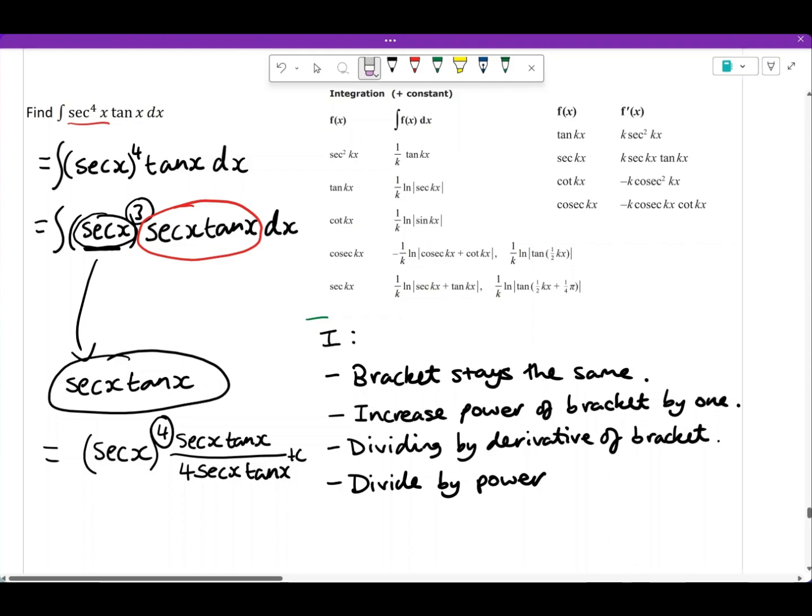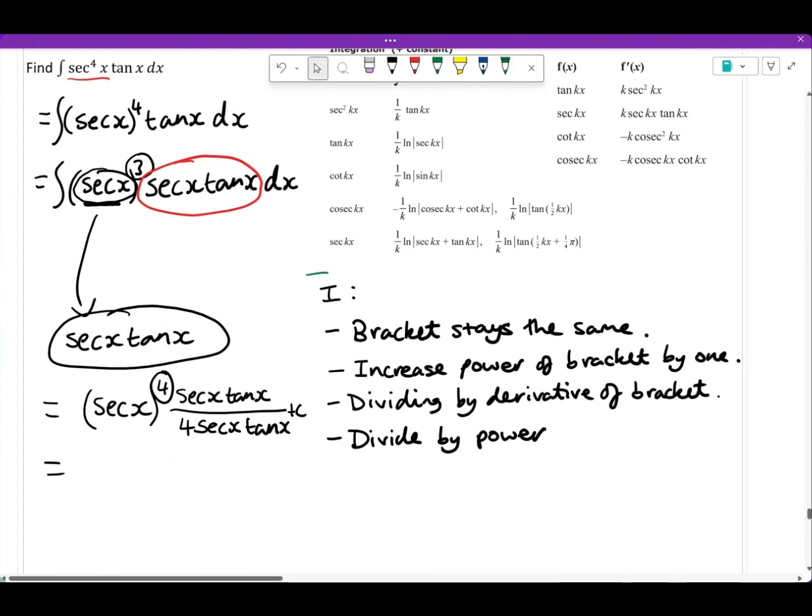And then what we need to do is simplify what's written there. So the sec x raised to the power of 4 can become sec to the power of 4 x. And that's going to be multiplied by, well, the sec x tan x in the numerator cancels with the sec x tan x in the denominator. So we're just left with 1 over 4, which I'm going to write in front for neatness. And then we've got our plus c. And that would be my final answer.